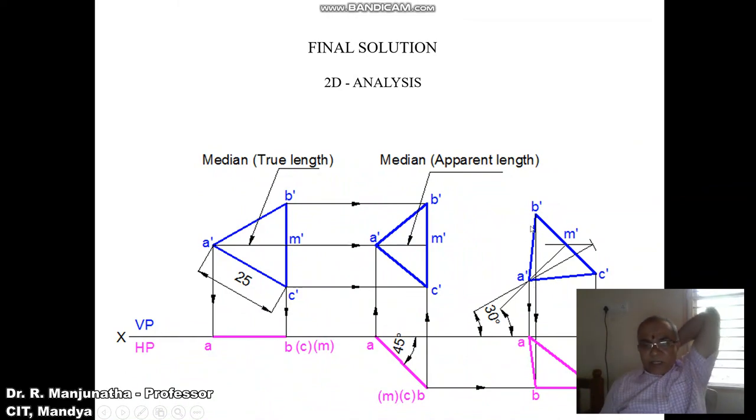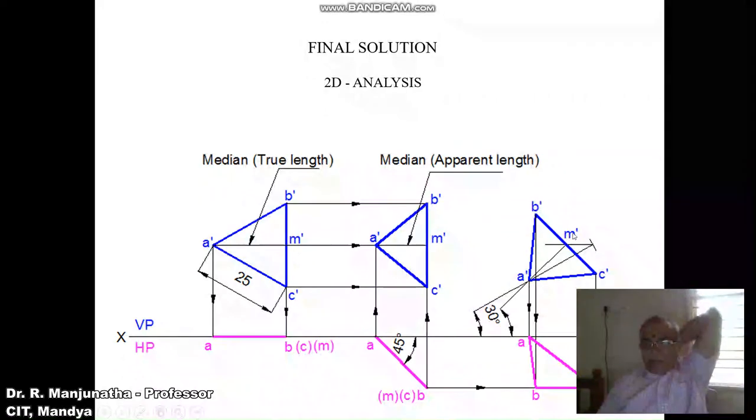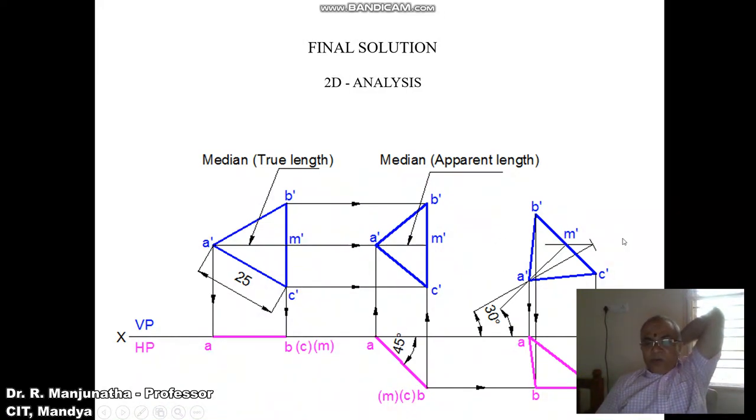Then join A dash to B dash, B dash to C dash, and C dash to A dash with a dark line. So you mark this point as M dash also. So this is how we will be able to reproduce the third position front view. To this I need to write the top view.